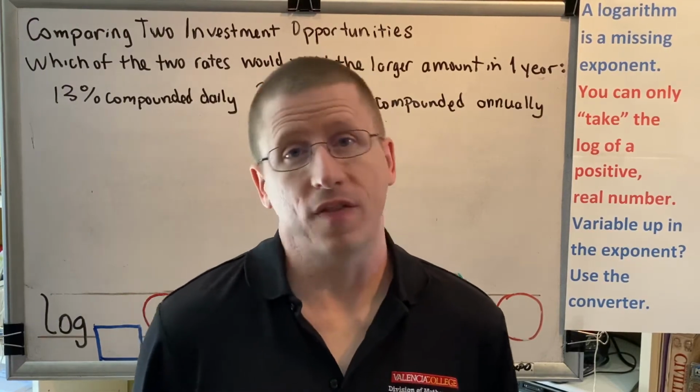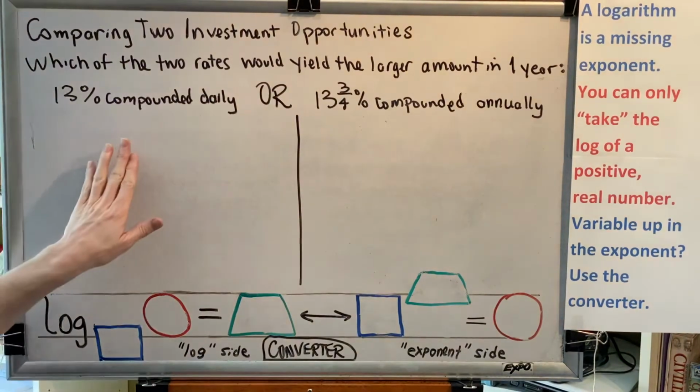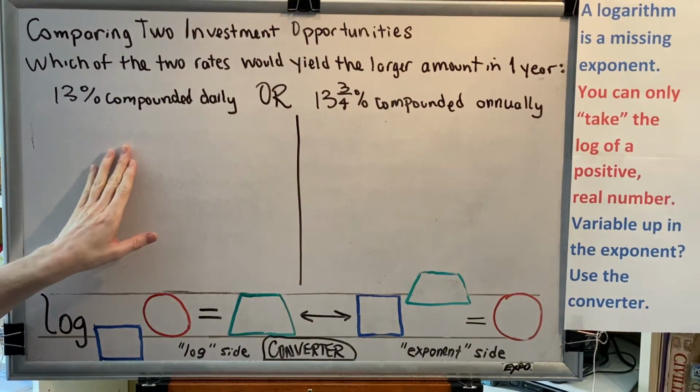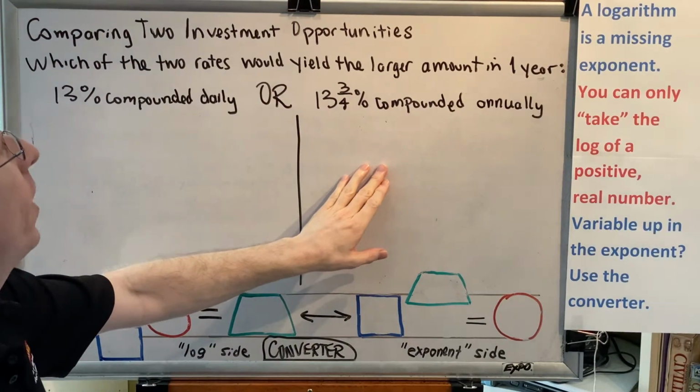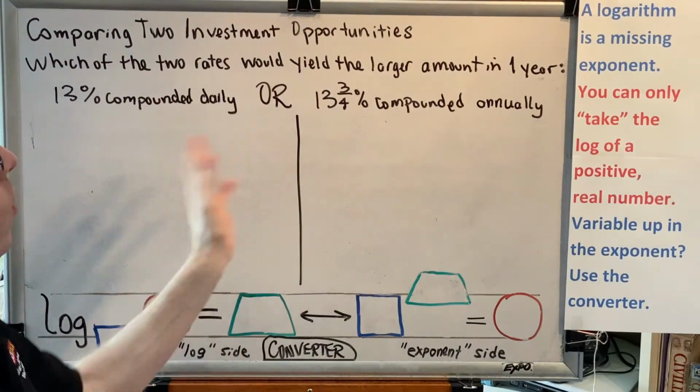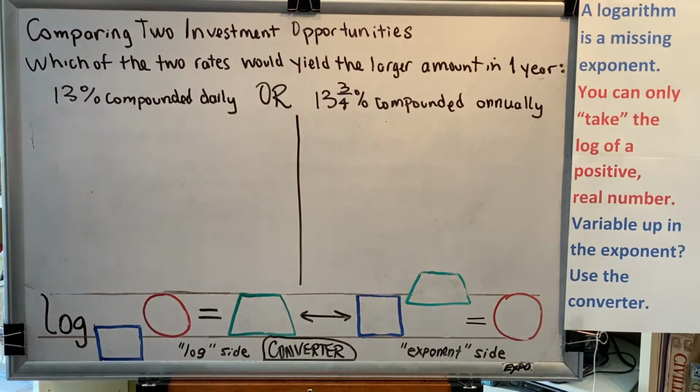So for example, we could invest $100. If we invest $100 in this account, how much money will we have 1 year later? Which one will give us a bigger gain in money?